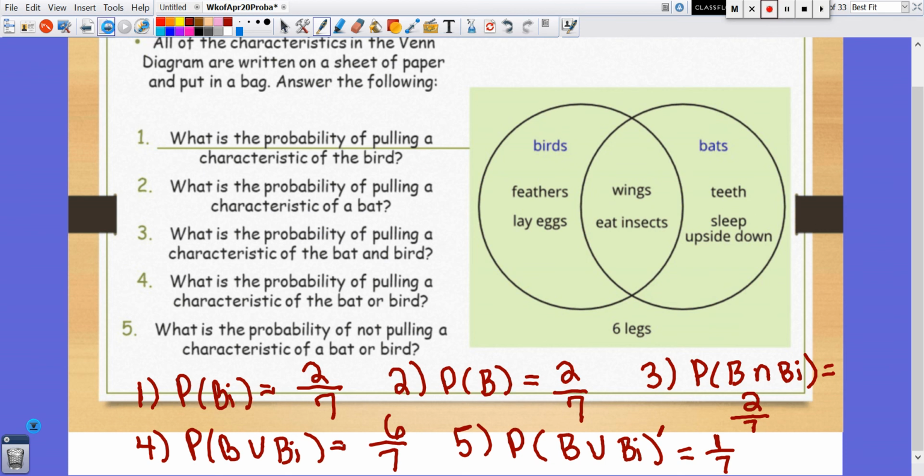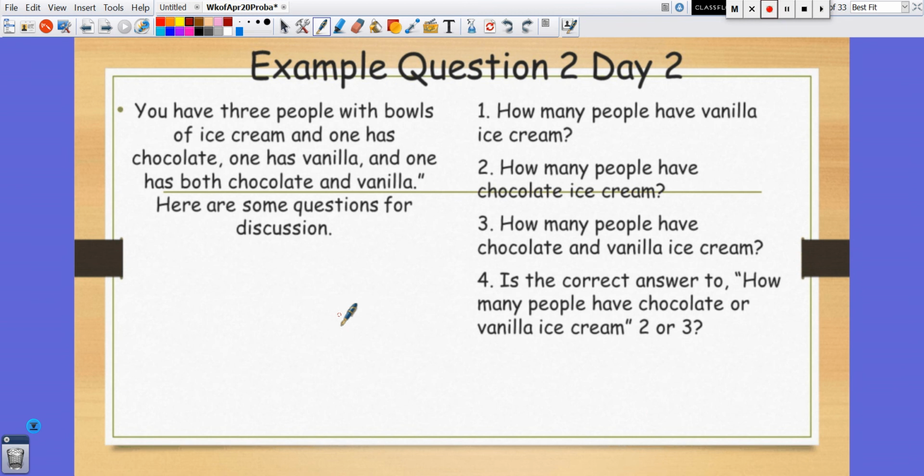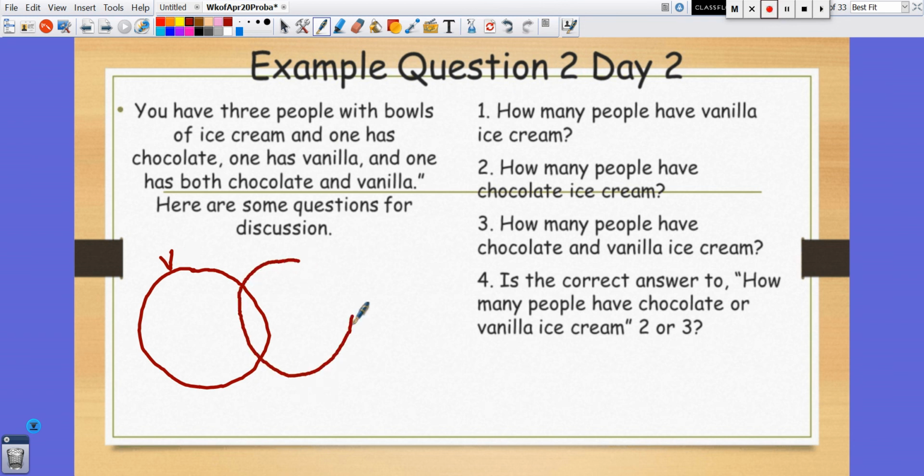All right, let me see if we have another practice one. Yep, there's another practice one. It says you have 3 people with bowls of ice cream, and one has chocolate, one has vanilla, and one has both chocolate and vanilla. Here are some questions for discussion. All right, so if I want to figure this out, I'm going to draw a Venn diagram. So I have 1. This is my vanilla. And since a person has both in there, I'm going to go ahead and draw where they loop together. And here is my chocolate.